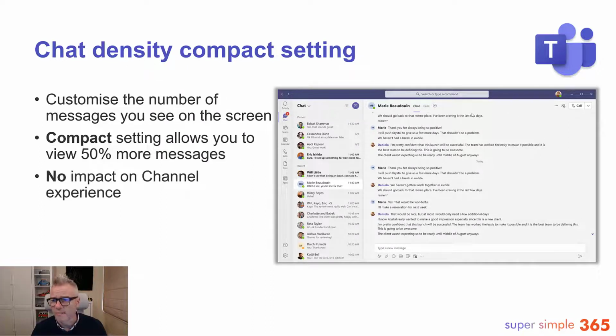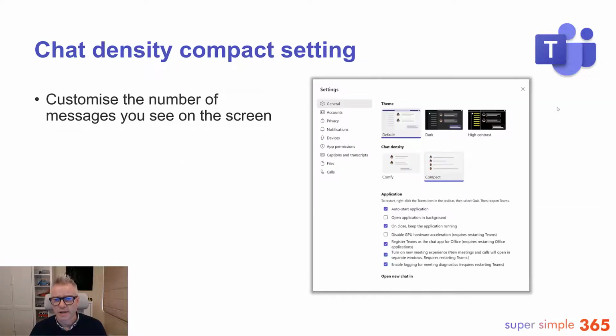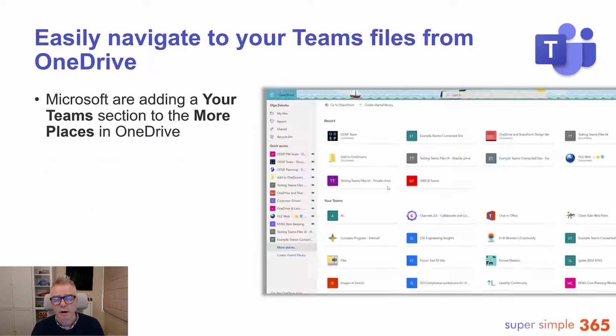Let me just go back a step. So you click on the three little dots in Teams, and then you have this choice here in the general settings. You can move between comfy and compact, and that's available to you now. I really like that.